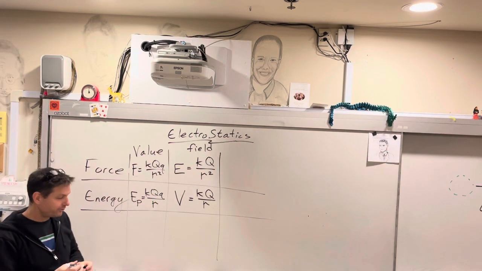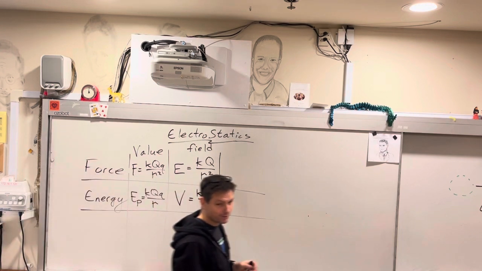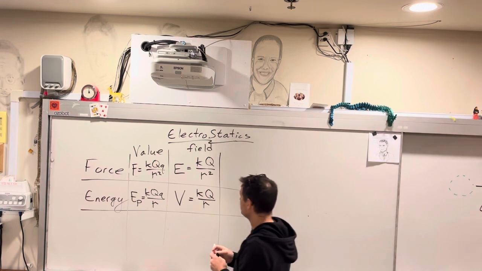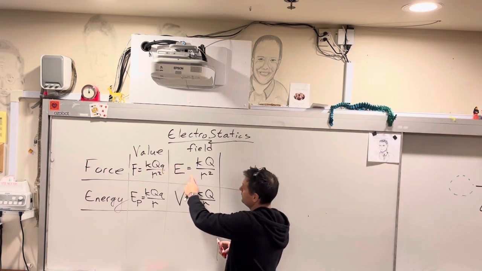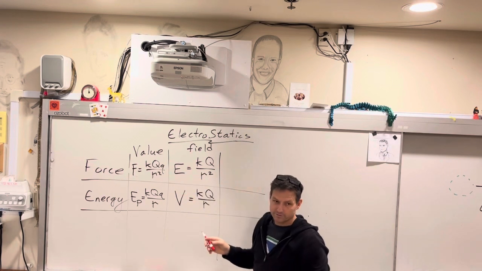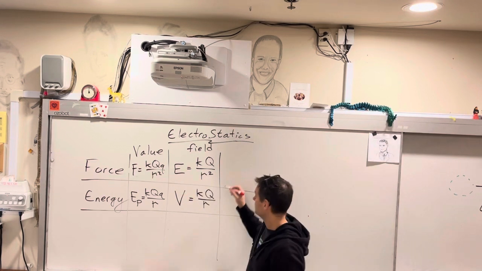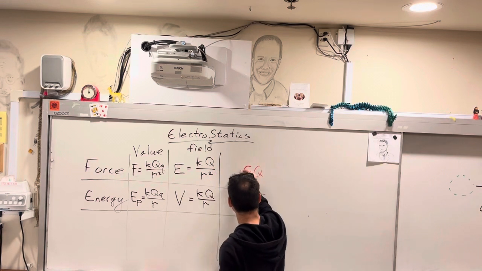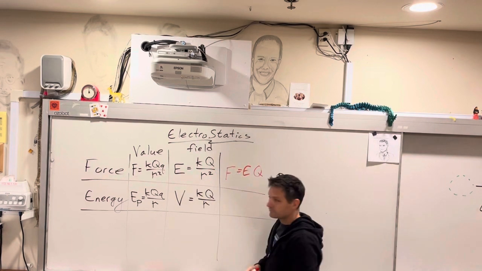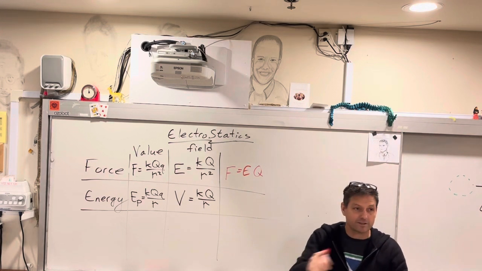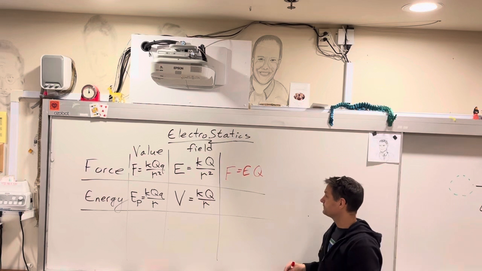Now, somewhat annoyingly, you can make 4 more formulas out of these formulas. Because you can say, okay, if you have force and you have field, what would I have to do to the field to make it into force? I just times this by Q, right? So if I just go EQ, well, that's going to give me force, right? Yeah.